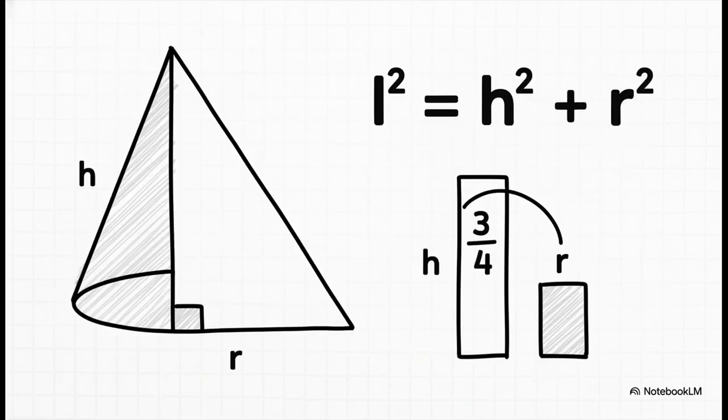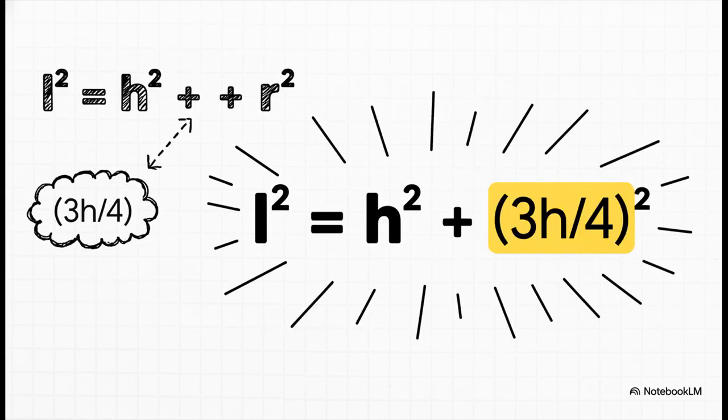All right, so we kick things off with the classic Pythagoras' theorem. You know it. L squared equals h squared plus r squared. But here's the key piece of information from the problem. The radius r is 3/4 of the height h. So what do we do? We just plug that right into our equation. Instead of r squared, we now have (3h/4) squared. And this is a huge deal, because now our whole equation is only in terms of one variable, h. That makes things so much simpler down the line.